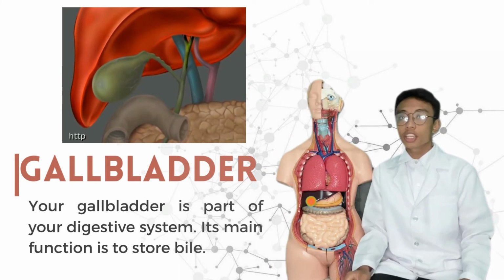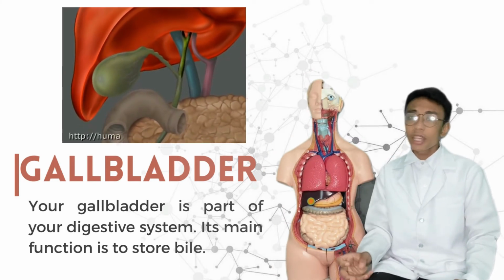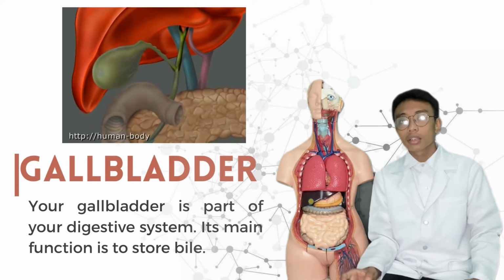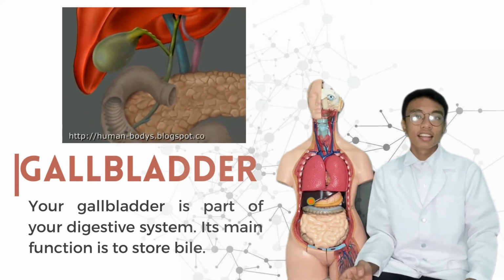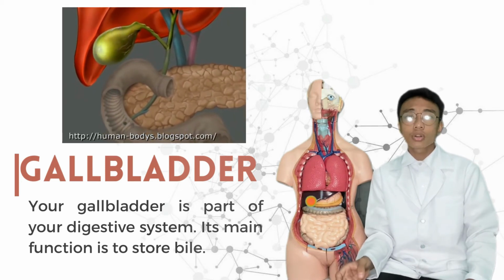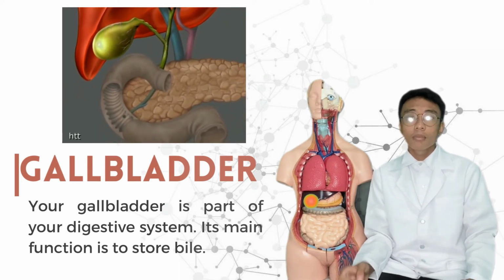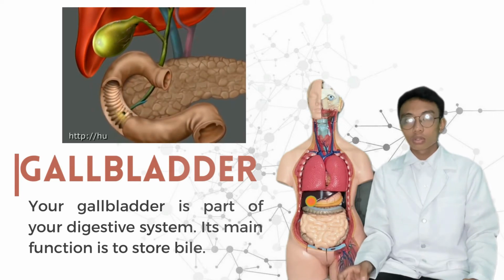Gallbladder. The gallbladder is part of your digestive system. Its main function is to store bile. Bile helps your digestive system break down fats. Bile is a mixture of mainly cholesterol, bilirubin, and bile salts.